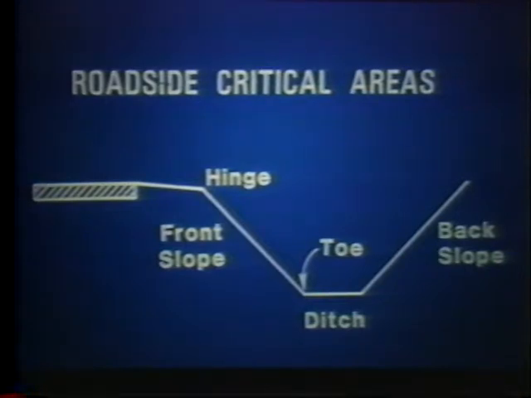Here you see the critical areas of roadside cross-section. The position of the hinge point at the top of the front slope. The steepness of the front slope. The toe of the front slope. The shape of the ditch and the steepness of the back slope. We'll look at what happens to a vehicle as it crosses each area, and we'll see how each area affects safety.